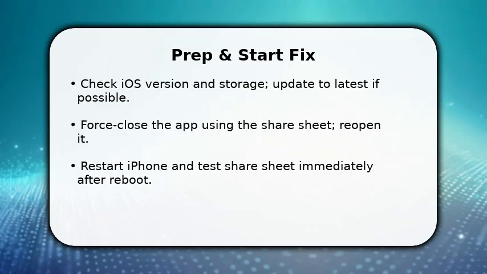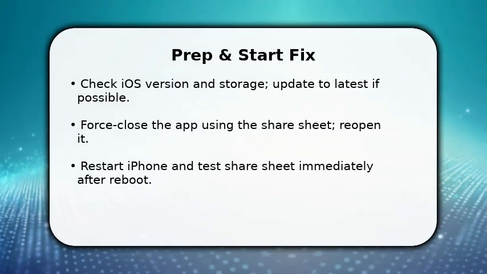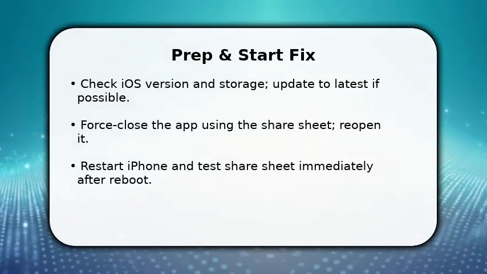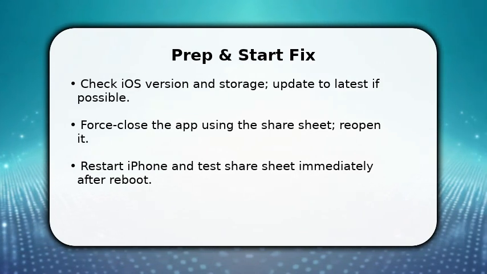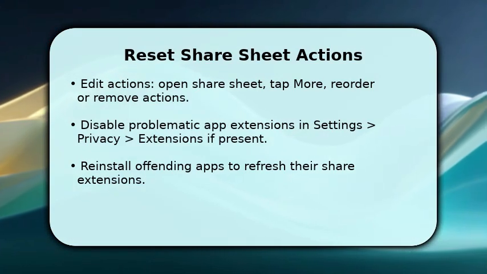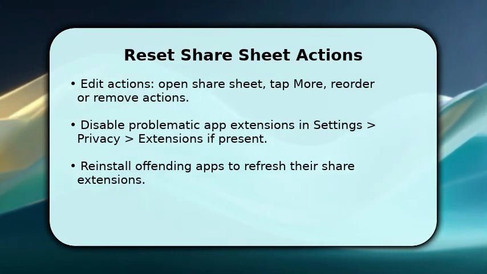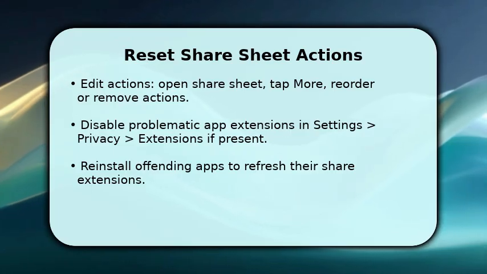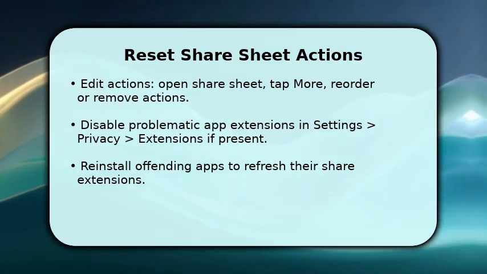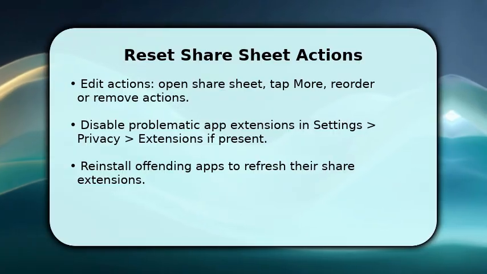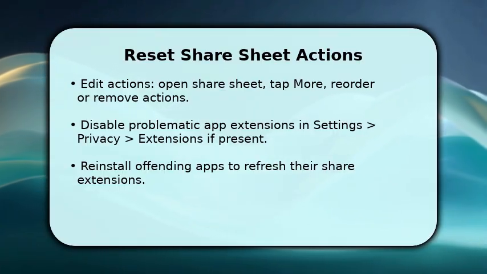Make sure to test sharing right after reboot, so you can see whether a restart resolved the issue before doing deeper fixes. Next, dive into the share sheet itself to repair its configuration. Open it, tap More or Edit Actions, then remove or reorder items that seem buggy. Cleaning the list removes corrupted extension states.